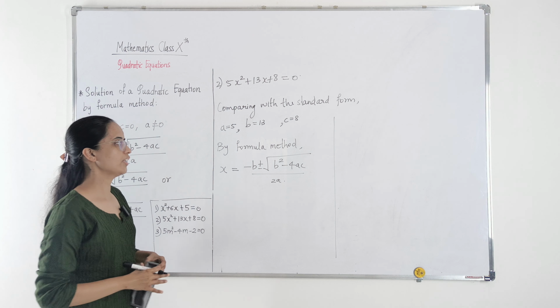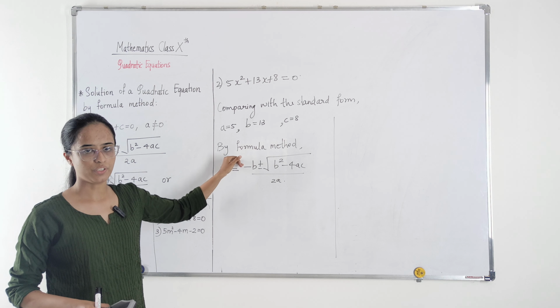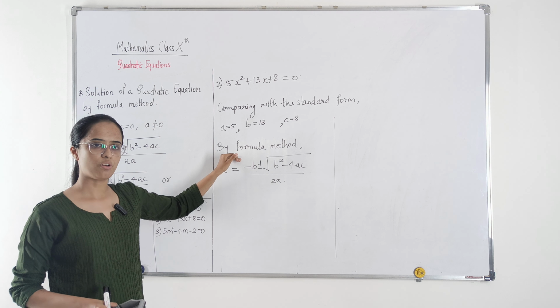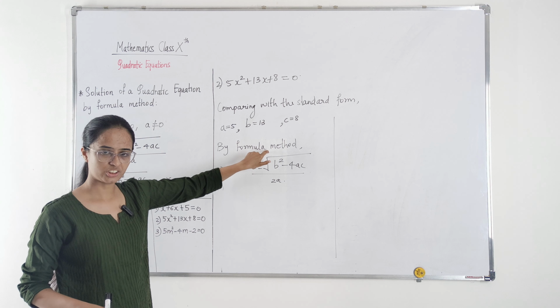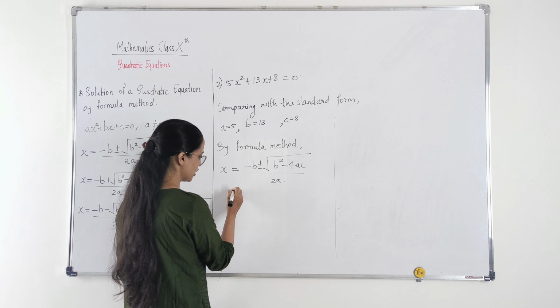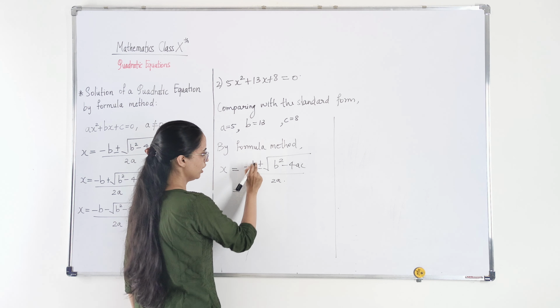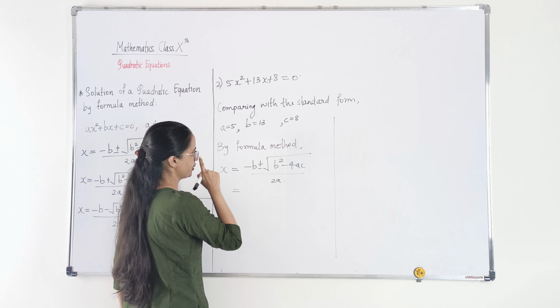Once we have got the values for A, B and C, then we are supposed to mention the method that we are using. Now since we are using the formula method, that is why we have mentioned by formula method. Mention the formula, don't directly just write the values. And now try to substitute every value for the given variable or for the given alphabet that we have used.